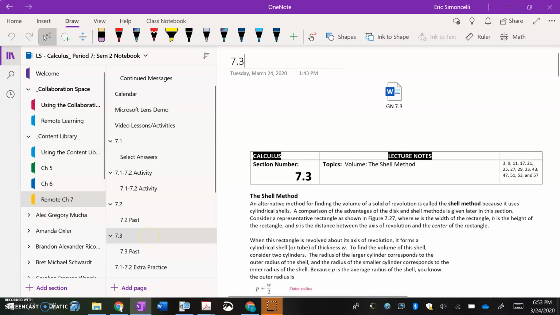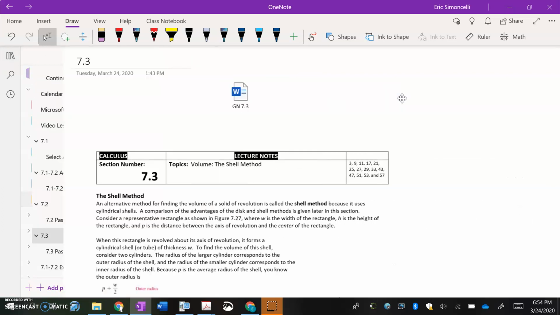So section 7.3, and again, just as we've noted in the past, we've got an icon here at the top of the section notes, which you can print off prior to filling in to make things a little bit more advantageous for yourselves. All right, so let's take a look.